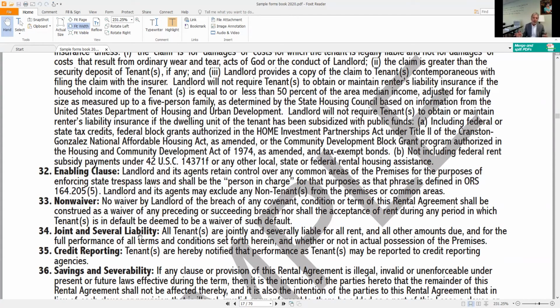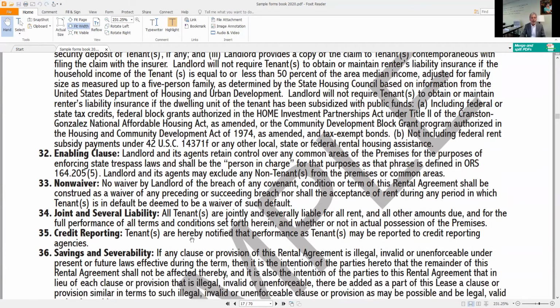If one moves out, there's a security deposit held on the property. The security deposit is held until the unit is completely vacated. So there's one occupancy, no matter how many tenants there are, if you use our agreements. If you're going to report any breaches to credit reporting, you have to let them know.